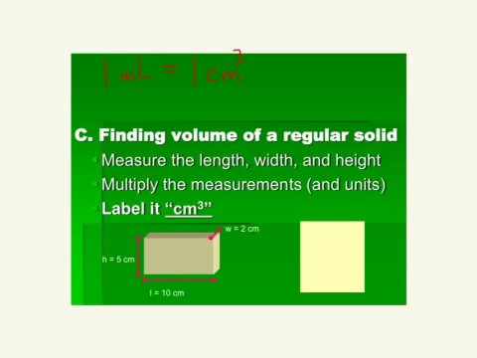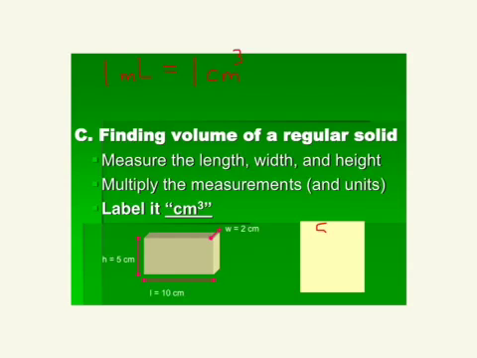So finding the volume of a regular solid, you guys have done this before. You've done this a bunch of times in math class. So this is old hat to you. It should be fine, but I'm going to go ahead and review it again. We just measure by multiplying the length times the width times the height. Multiply the measurements and the units. So we're going to label it in cm cubed, centimeters cubed.